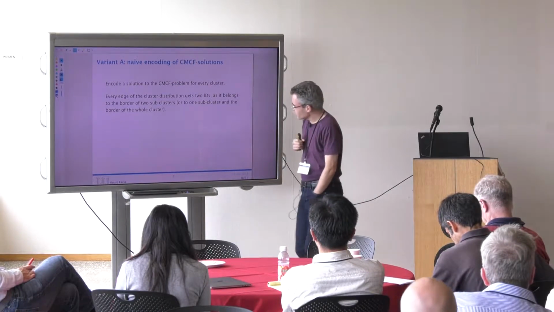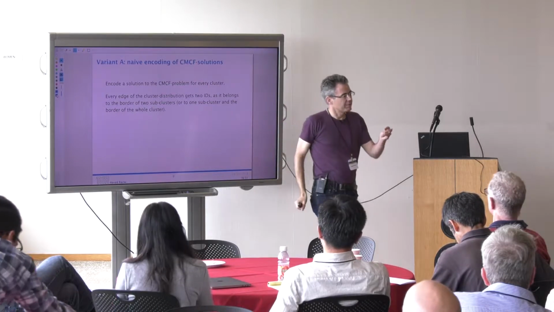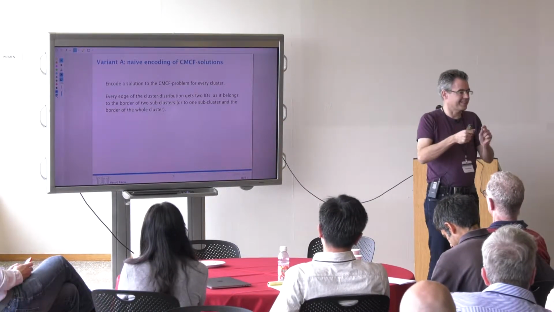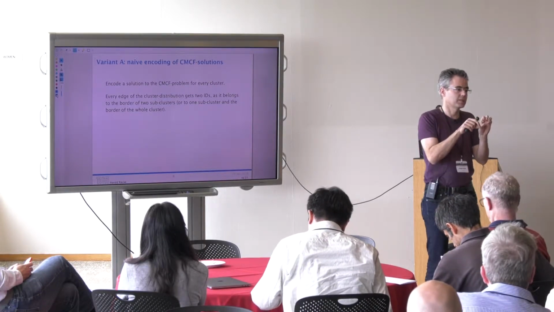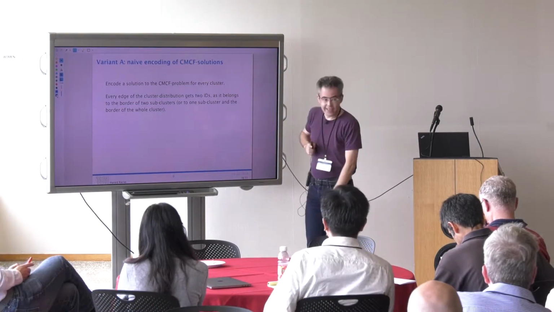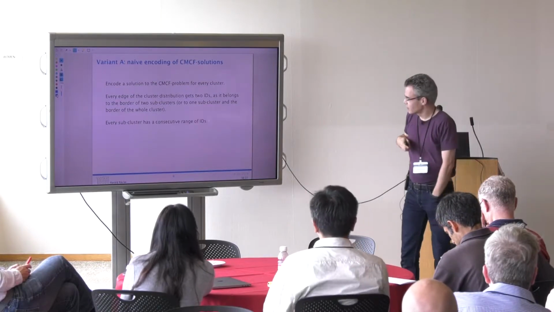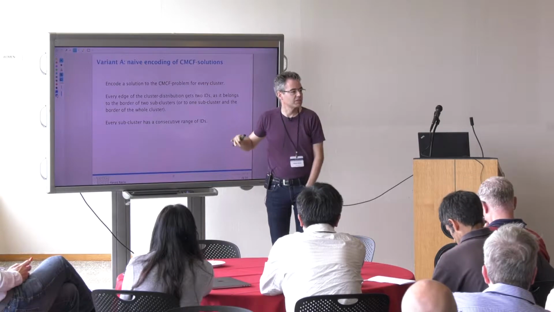So every edge of the cluster distribution gets 2 IDs. So it's an edge that is between different subclusters. It's in 2 subclusters, and therefore I give this edge 2 IDs. And I distribute these IDs in such a way that every subcluster has a consecutive range of IDs.